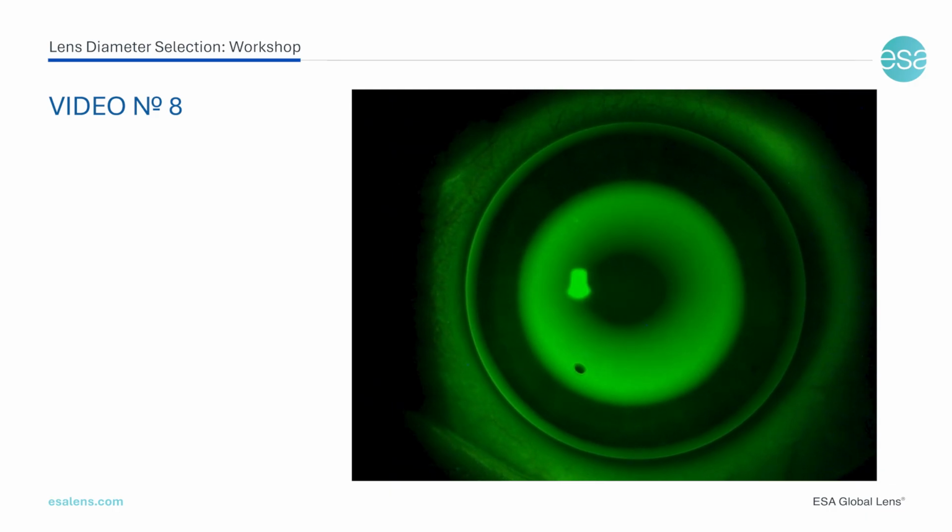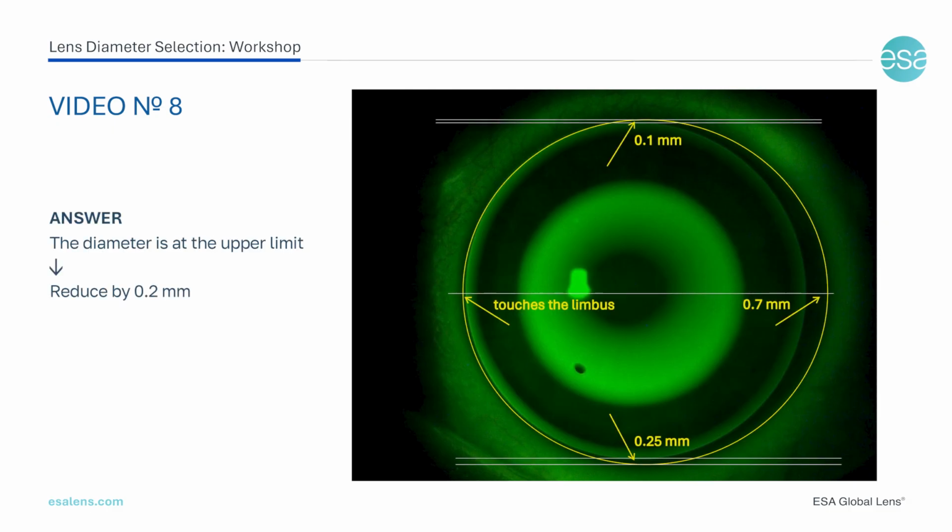What do you think of the diameter of this lens? What is your proposed action? In this case, the diameter is at its upper limit, and we should reduce it by 0.2 mm. You'll notice that the cornea here is less elliptical than in video number 7.